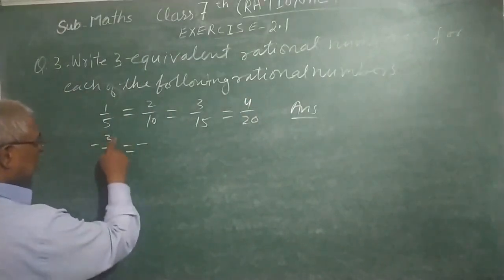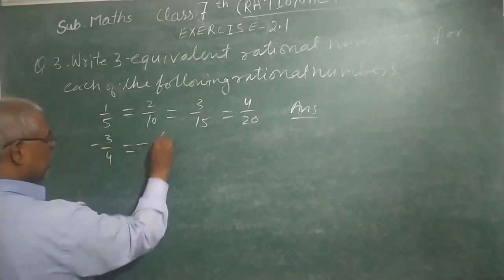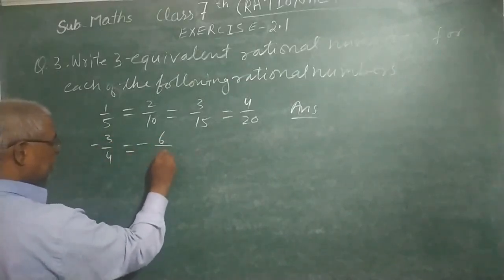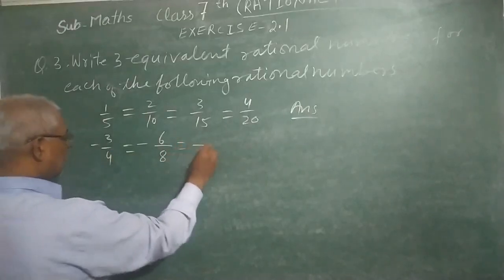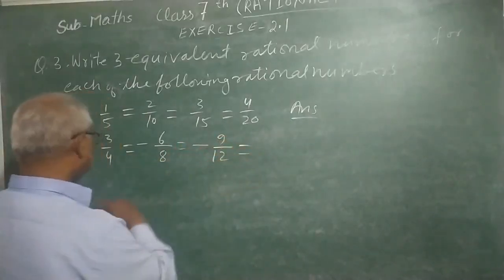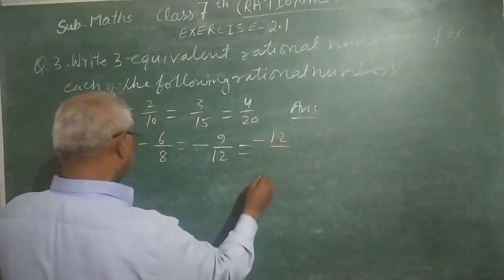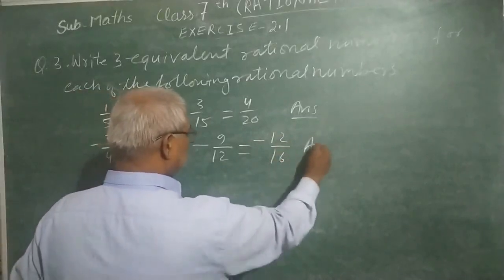And this one, you can do the same type. First multiply by 2, 2 से मल्टीप्लाई कर दो इनको. So 2 times 3 is 6 and 2 times 4 is 8. इसको 3 से मल्टीप्लाई कर दो, 3 times 3 is 9 and 3 times 4 is 12. 4 से मल्टीप्लाई कर दीजिए, minus 4 times 3 is 12 and 4 times 4 is 16. That is your answer.